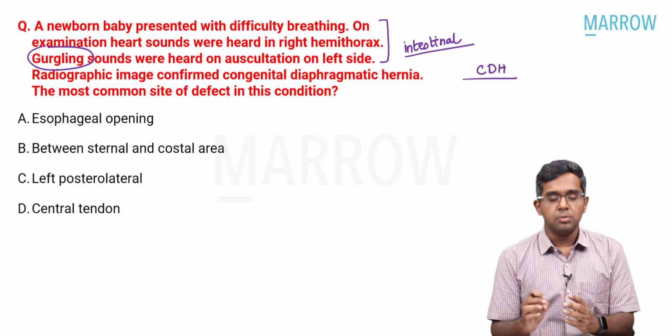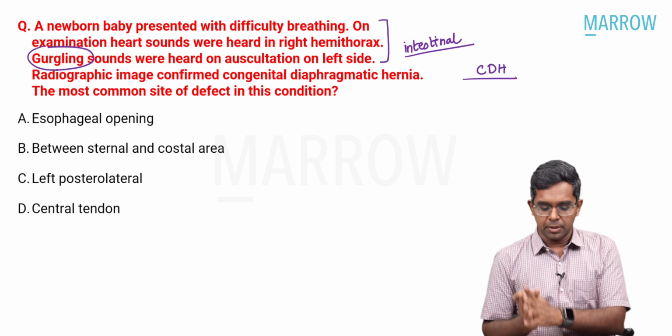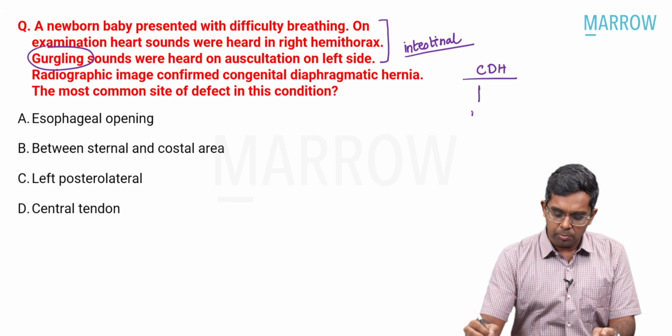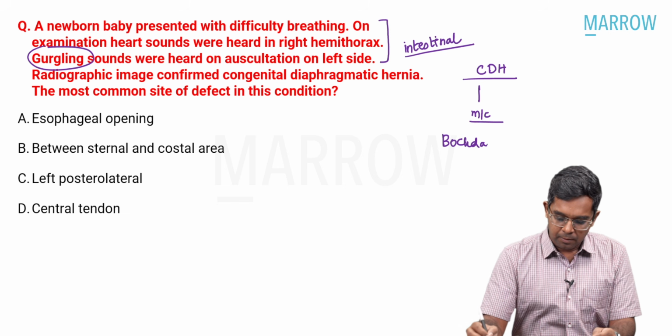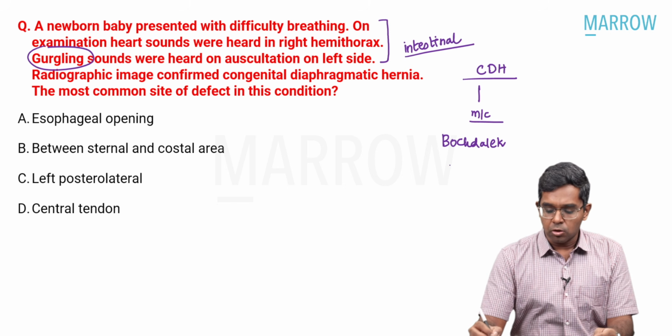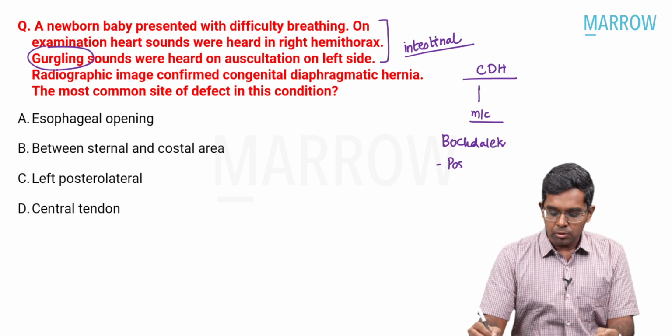The question is, what is the most common site of defect in this particular condition? We all know that the most common type of CDH is Bochdalek hernia, and the Bochdalek hernia commonly occurs on the posterolateral side.